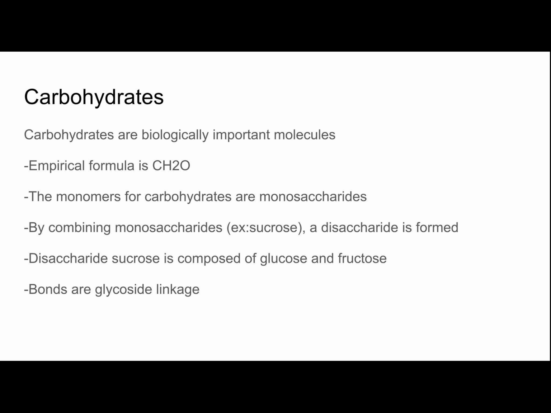Carbohydrates are biologically important molecules. They serve as a food source for most organisms, and they have a formula of CH2O. The monomers, monosaccharides, are also called simple sugars, and by combining these monosaccharides, a disaccharide such as sucrose is formed. Disaccharide sucrose is composed of glucose and fructose by elimination of water to form a carbon to oxygen to carbon bond. These bonds between the rings are glycosidic linkages, which were explained earlier.